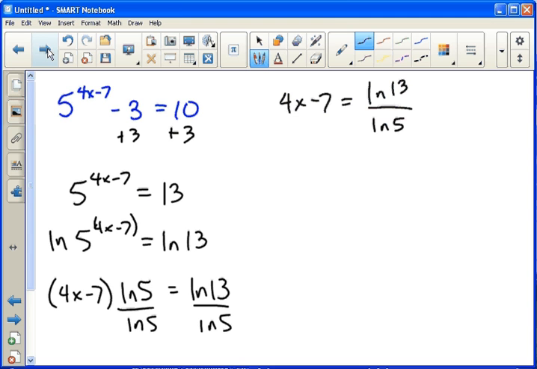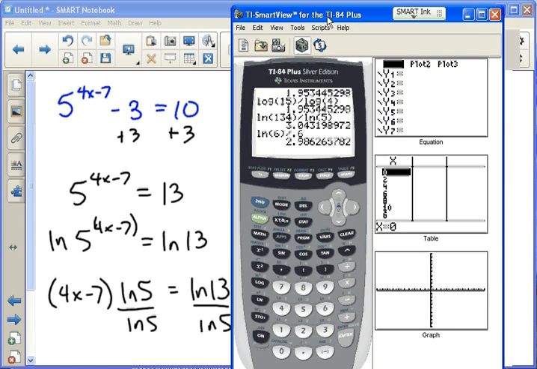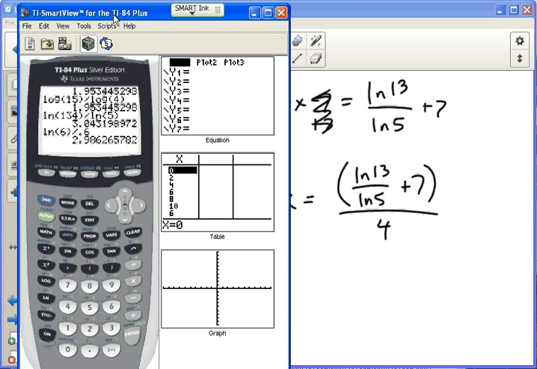So my next step would be to add 7 to both sides and then divide both sides by 4. So I'll have something that looks like this. Natural log of 13 over natural log of 5 plus 7, all divided by 4. So in my calculator, I'll just do that in a couple steps. We'll first do the natural log of 13 over the natural log of 5. Then I need to add 7 to that. Then I need to divide by 4.